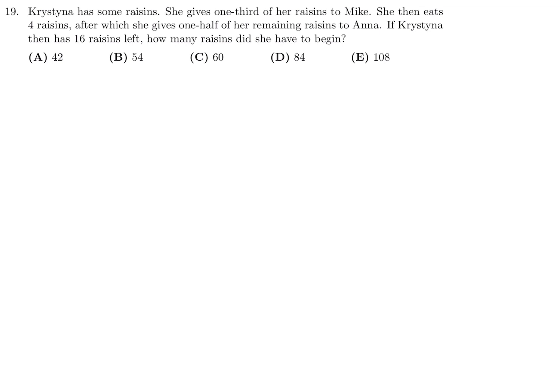Christina has some raisins. She gives 1/3 of her raisins to Mike. She then eats 4 raisins, after which she gives 1/2 of her remaining raisins to Anna. If Christina then has 16 raisins left, how many raisins did she have to begin? Well, let's just say she starts with x. And then we've got Mike, and we have Anna.